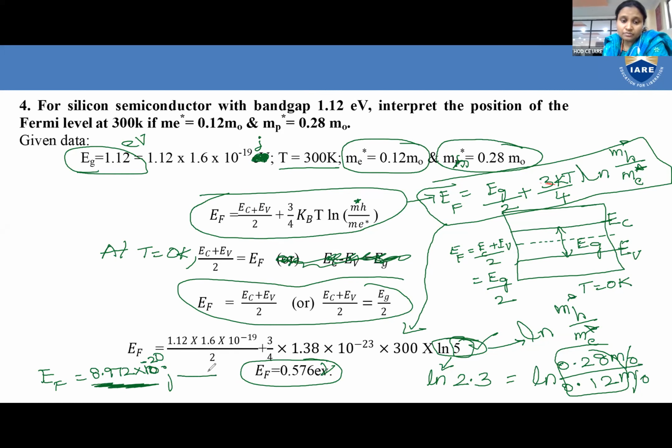But how to get it in electron volts? This value I have to divide by 1.6 into 10 power of minus 19. So 8.972 into 10 to the power of minus 20 divided by 1.6 into 10 power of minus 19. If I do this, then we'll get this answer, 0.576 electron volts. Okay. Who has given this answer? May I know the roll number of the student who has given this answer? 318, ma'am. Very good. Okay. So shall I go for the next slide?